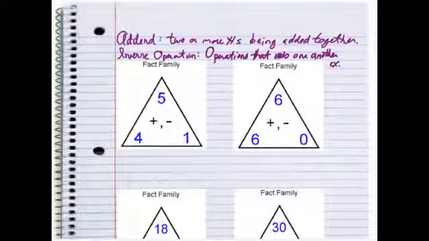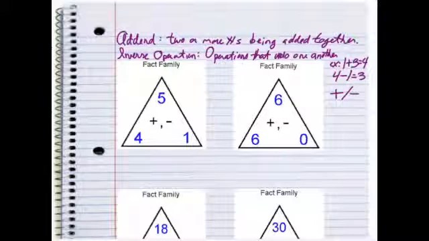For example, 1 plus 3 equals 4, but 4 minus 1 equals 3. Right? Those two operations undo themselves. So inverse operations are addition and subtraction. They go together as inverse operations.